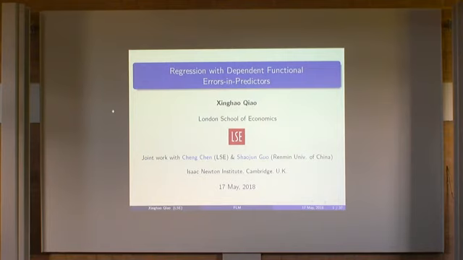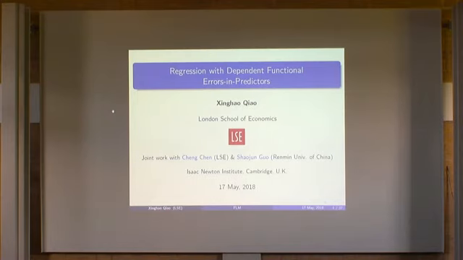So today I'm going to talk about my recent work on functional regression models. But we focus on two extensions of the traditional functional model. The first one is we relax the independence assumption. So we consider functional data, but there will be some serial dependence across the curves. Secondly, we assume that the functional predictors are not fully observed. Instead, they are observed with some measurement error.